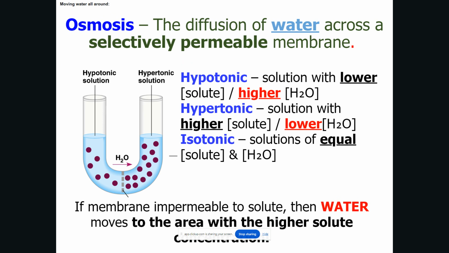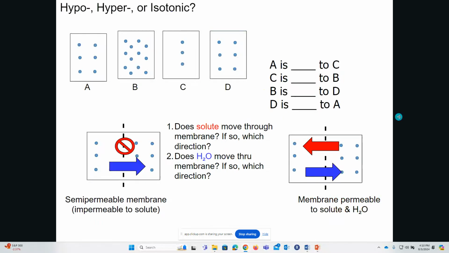Let's look at the example on the left, a U-shaped test tube with a membrane in the middle that is impermeable to the solute. So those purple dots are not going to move, but the water can. And the water will move from the left to the right, or from where there is high concentration of water to where there is a lower concentration of water. The reason that occurs is because water moves towards the area where there is more solute or less concentration of water, because during osmosis it passively moves and it's moving down its concentration gradient.